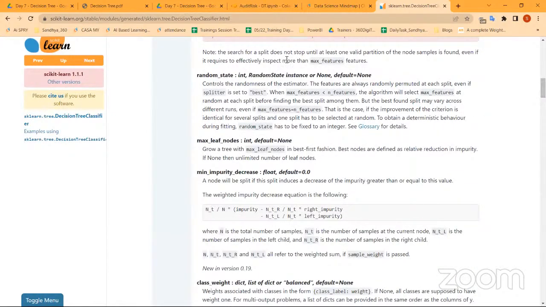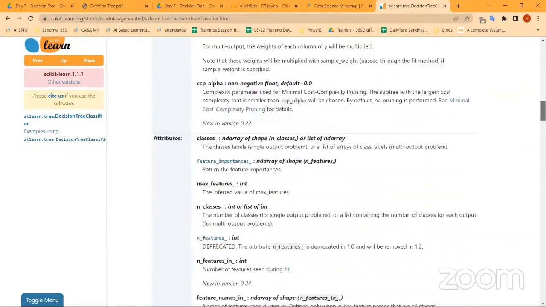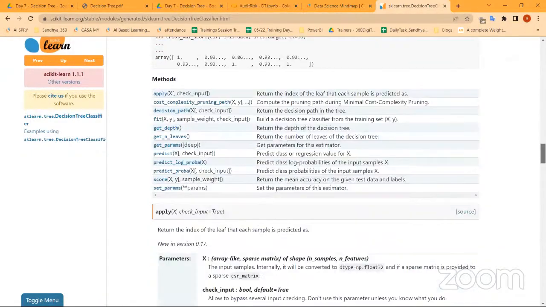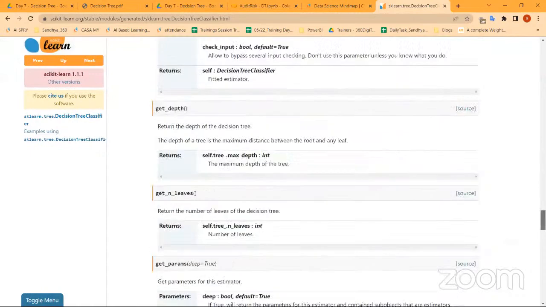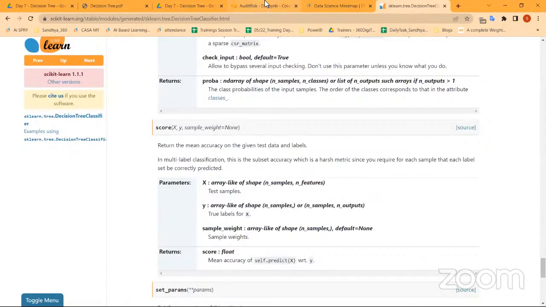And a few more things are there, like random state. This controls the randomness of the estimator, or simply the classifier, and the features are always randomly permuted at each split, even if the splitter is set to best. And of course, we do have minimum impurity decrease and maximum leaf nodes, and so many options are available, friends. And we do have a simple example, but anyway, let's quickly move into our own example.